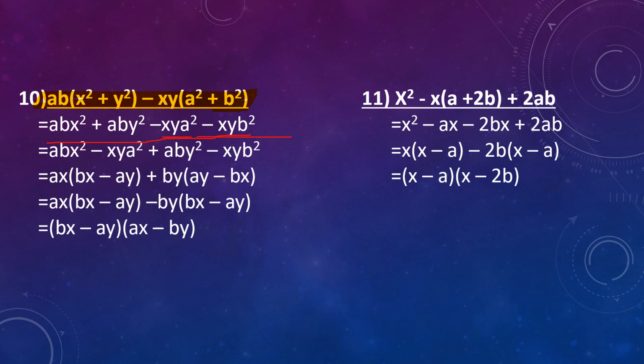So from the first two terms you can take ax common. See, I have grouped them like in the third step, abx square minus xy a square, and whenever I have shifted the term, I have shifted it along with its sign, plus aby square minus xyb square. From the first two terms you can take ax common, so within the bracket bx minus ay, plus by common, ay minus bx. Again you are puzzled, ma'am, you were saying that the common will be the same, but that is not.